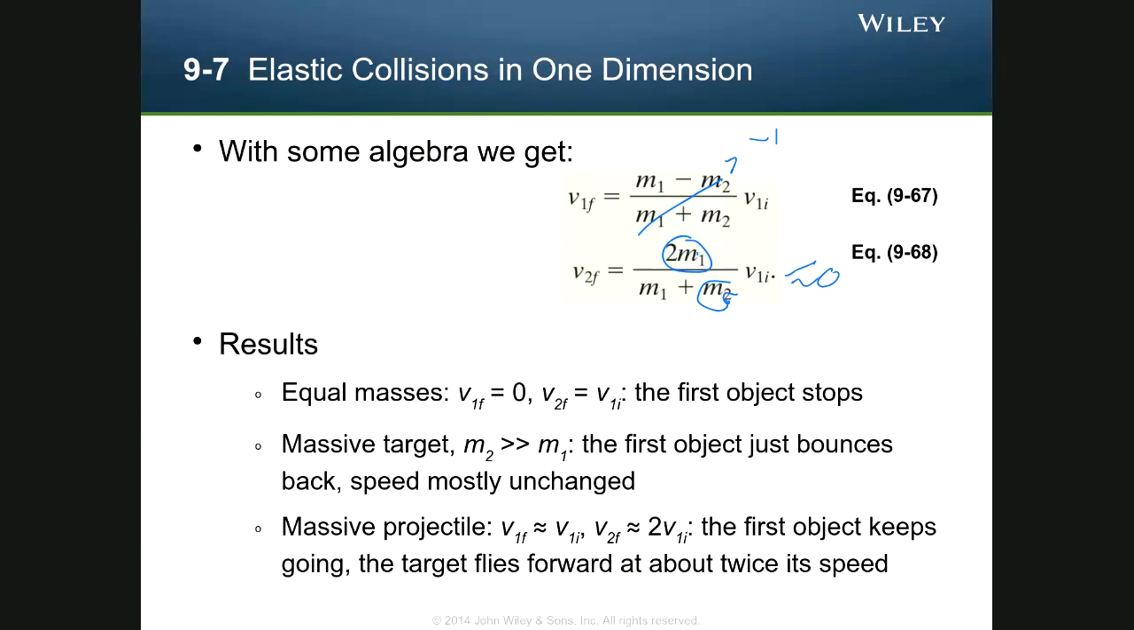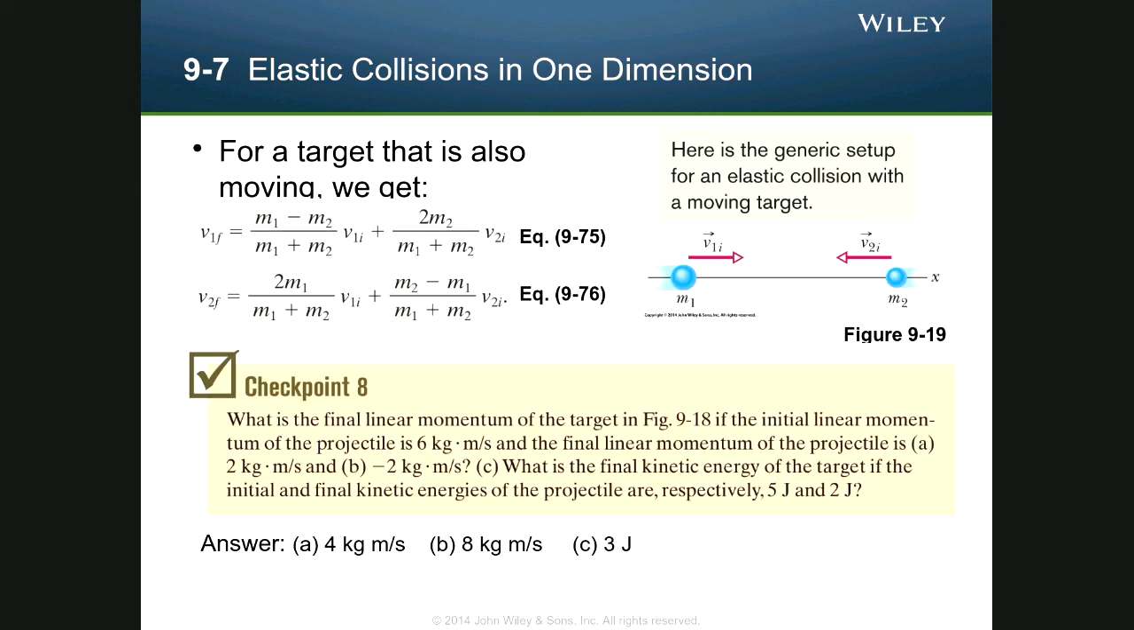Now, for a massive projectile, if v1 final is approximately equal to v1 initial, and v2 final is equal to 2v1i, the first object keeps going, and the target flies forward at about twice its speed. Okay? So that's our third resulting case from the system. But now we don't need to limit ourselves to the state where we only have a projectile hitting a stationary target.